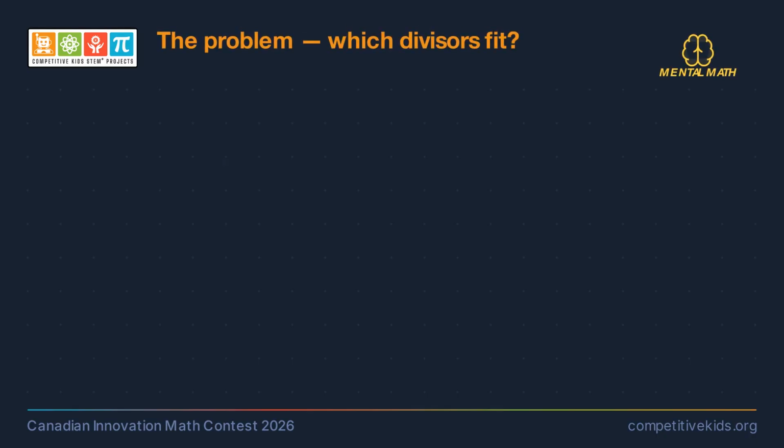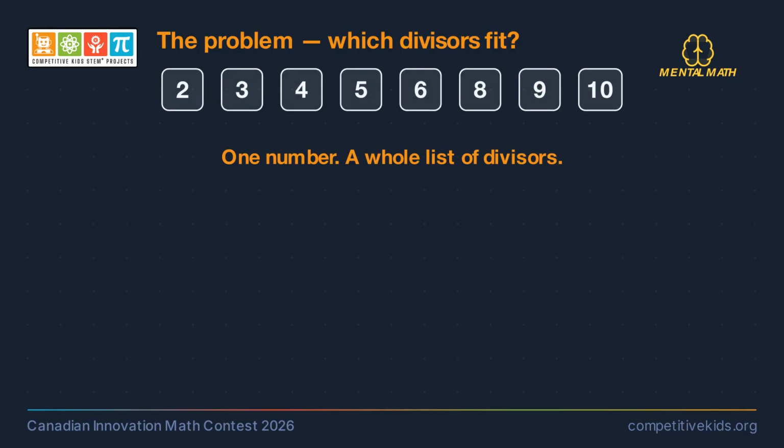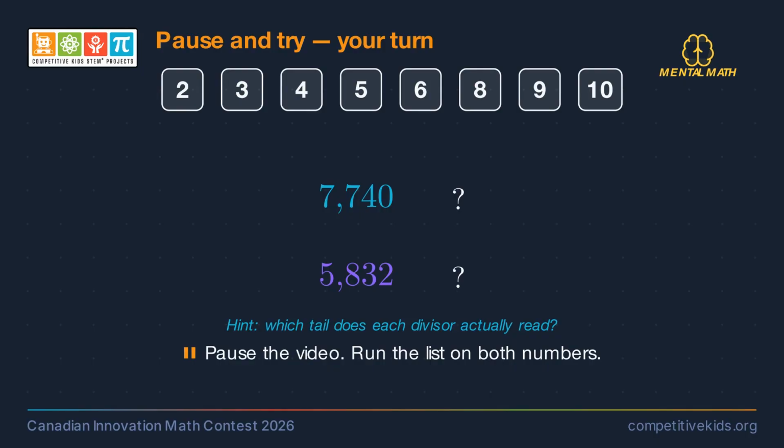Here is one number facing a whole list of divisors: 2, 3, 4, 5, 6, 8, 9, 10. Which of them divide 7,740, and which divide 5,832? Sort the hits in your head. Pause the video. Run the list on both numbers.